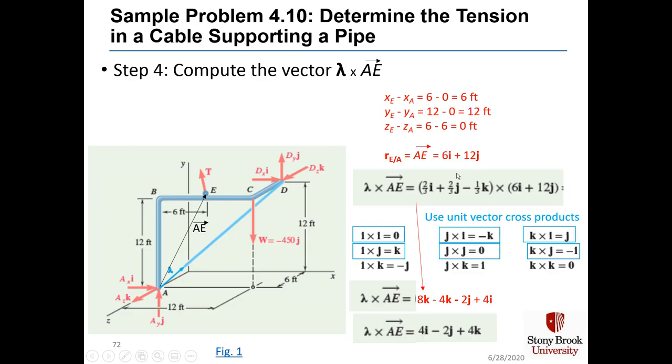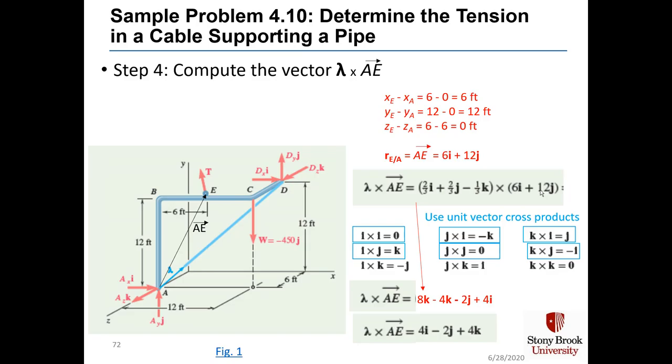And now we can take our cross product where we bring back vector lambda into the mix. 2/3 I crossed with 6I is 0 because I cross I is 0. 2/3 J crossed with 6I is 12/3, which is 4, times J cross I. J cross I is negative K. So here's a minus 4K term. Minus a third K crossed with 6I is minus 2 times K cross I, and K cross I is J. So here's a minus 2 times J.